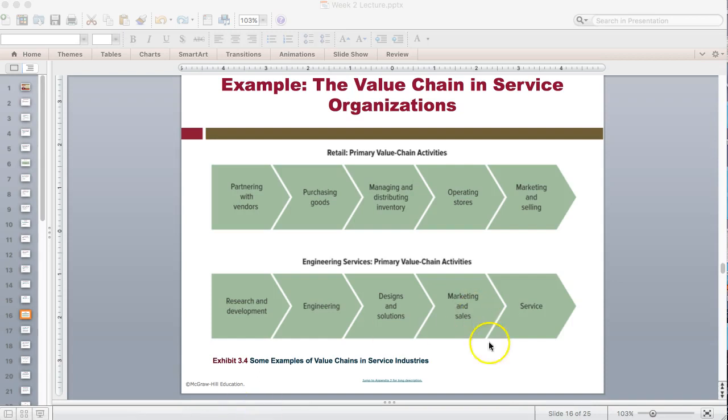And these are two examples in the book. One is a retail chain and one is an engineering services chain. And you will create one for your company. For some of the companies you're working on, you can Google the value chain. You could look at the industry you're in and Google that, automotive industry value chain, for example. But this will be a pretty important first step, which is to develop with your group what you think the primary value chain activities for your group or for your organization are.